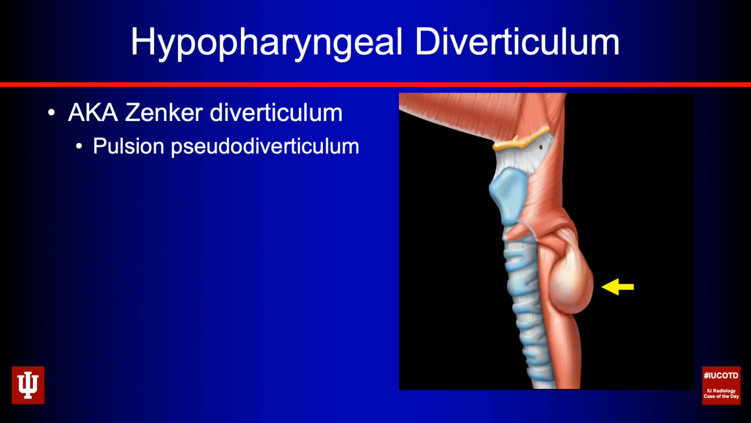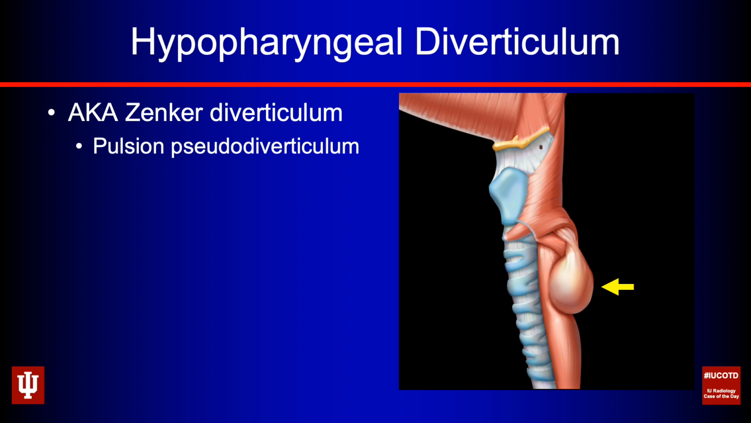I said I wasn't going to talk about the hypopharynx. That's a slight lie that I told you. I am going to talk about the hypopharynx here, but sort of lump it under the esophagus, just because these are such closely related entities. And so we'll talk about hypopharyngeal diverticulum. And this goes by the eponym of a Zenker diverticulum.